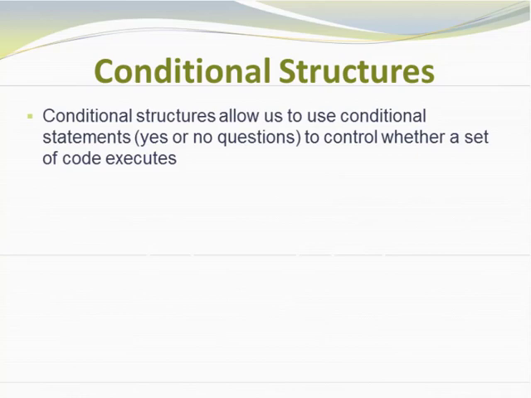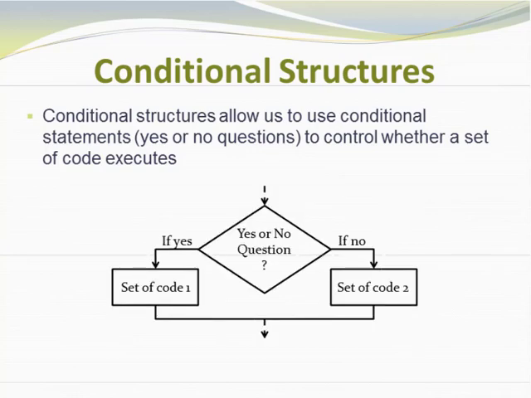Basically, a conditional structure allows us to use those conditional statements, or those yes or no questions, to control whether certain sets of code execute. Essentially, we would have something that looks like this, where we have the rest of our program coming down, we ask a yes or no question, and then based on the answer to that question, we choose to do one of two sets of code. The key with conditional structures is that we can only execute one of those sets of code. We couldn't execute both of them.